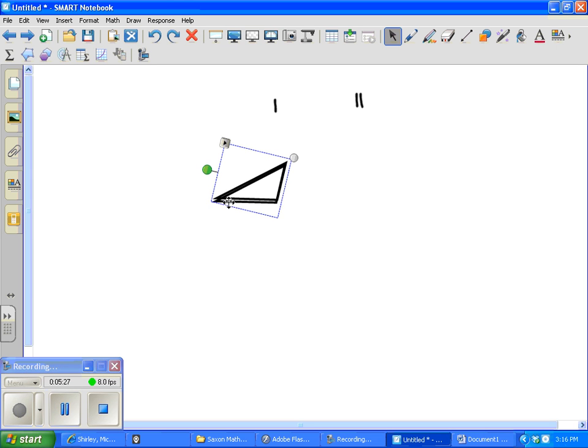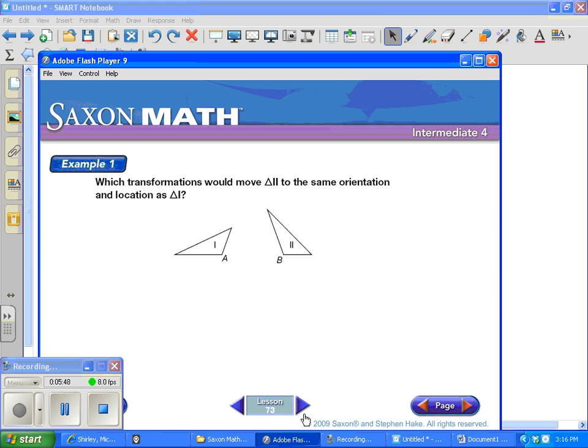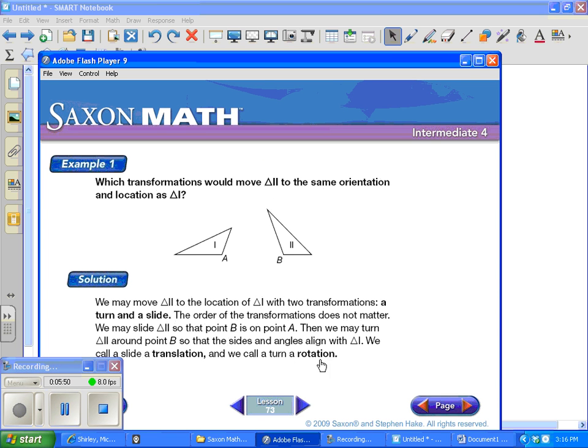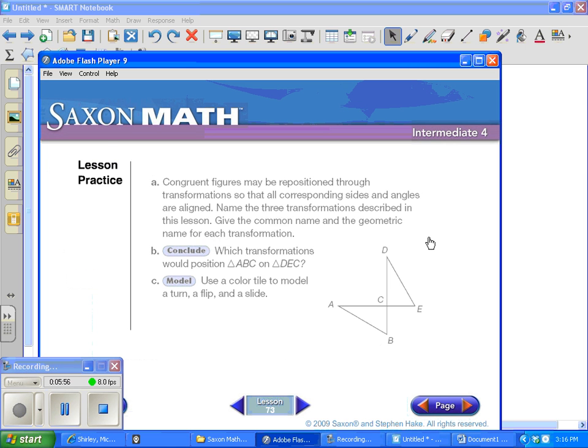And I did it a minute ago. Okay, yes. So just by rotating it around, I was able to get it to that orientation and that location. Now, I didn't just rotate it, did I? I also did a translation or a slide. So I had to do a little rotating and a little sliding. So the two, turn and slide, or translation and rotation, are the better words.